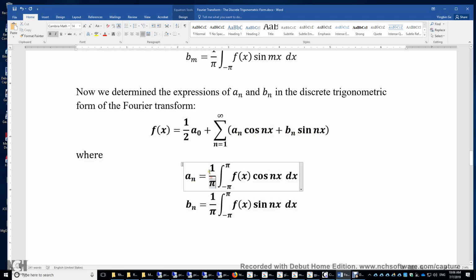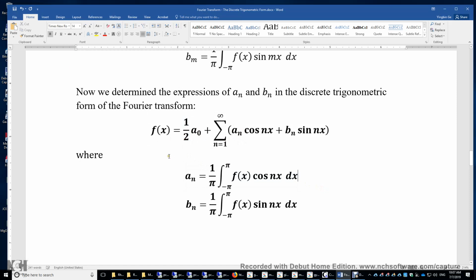a sub n adopts this form, b sub n adopts this form. What's the difference over here? Over here, this is f(x) times cosine nx, this is f(x) times sine nx. And this equation applies to the a sub 0 case. Again, a sub 0 is simply 1 over pi times this integral of f(x) times 1. Cosine 0x is 1, dx. So this is the reason we put 1/2 here, to make a0 and an consistent.